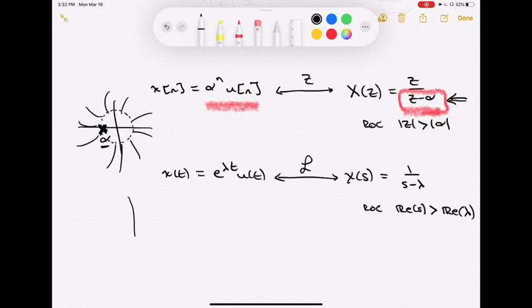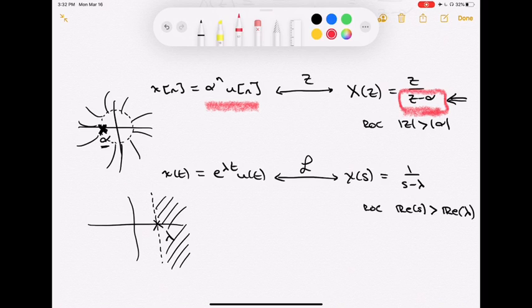Think about what it was for Laplace. We had a similar kind of thing, except now it was the s-plane. That s-plane could have had some sort of root lambda. I'm going to show it over here on the right. So here's my lambda, something like that. We knew that the region of convergence could not include that pole. And we picked everything to the right of it. Instead of being outside of a circle, it was to the right of that guy. Very similar kind of thing. We can't include poles in either case.